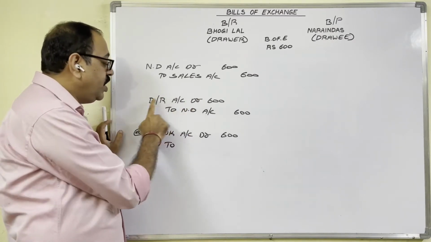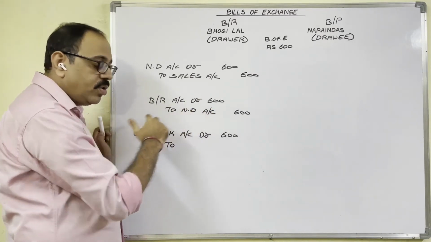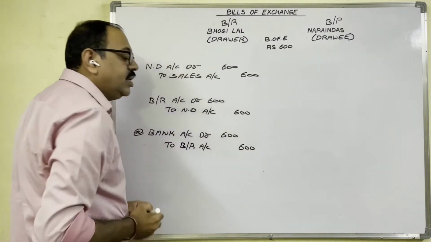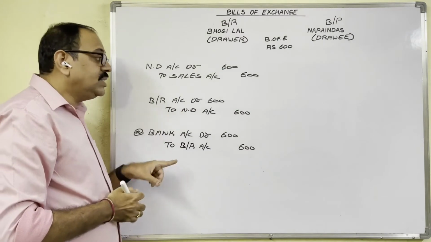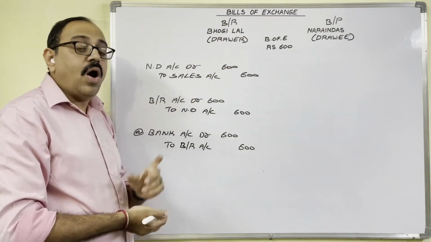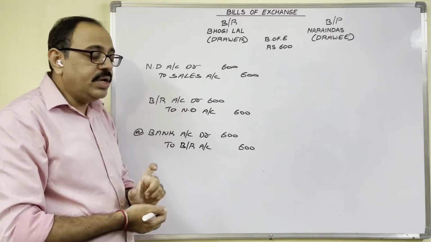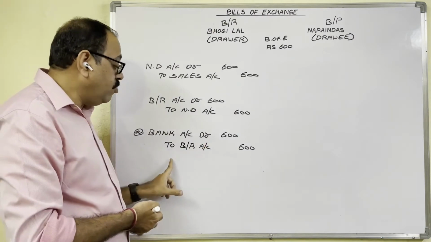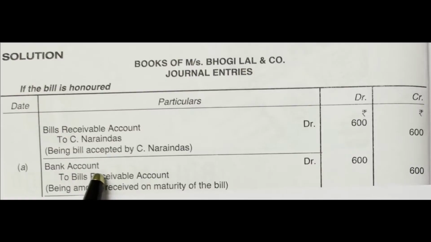By debiting we created this asset. If you want to cancel, you should credit. With the 600 we should credit. So if the bill is retained with the drawer and honored on the due date, for honor, in the drawer's books the entry is: Bank account debtor to bills receivable account, 600. Narration: being amount received on maturity of the bill.